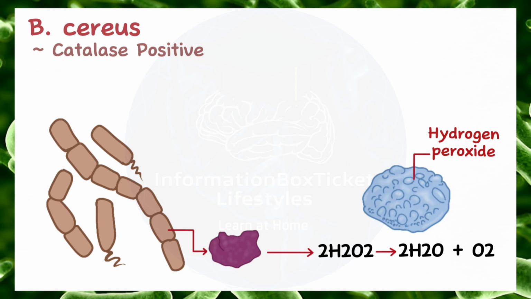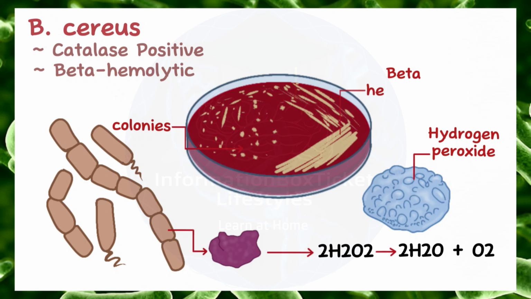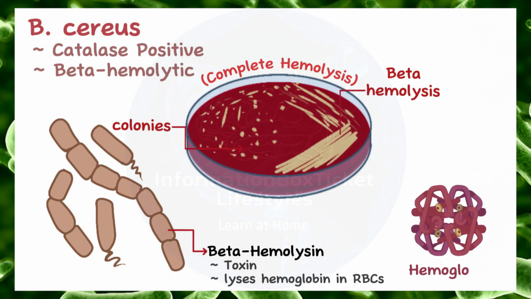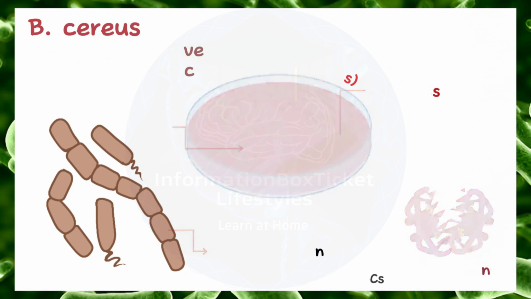B. cereus is also a beta-hemolytic bacterium, as its colonies cause beta hemolysis, or complete hemolysis, when grown on blood agar. This occurs because B. cereus produces a toxin called beta-hemolysin, which fully lyses the hemoglobin in red blood cells, changing the blood agar's color from red to transparent yellow around the colonies.